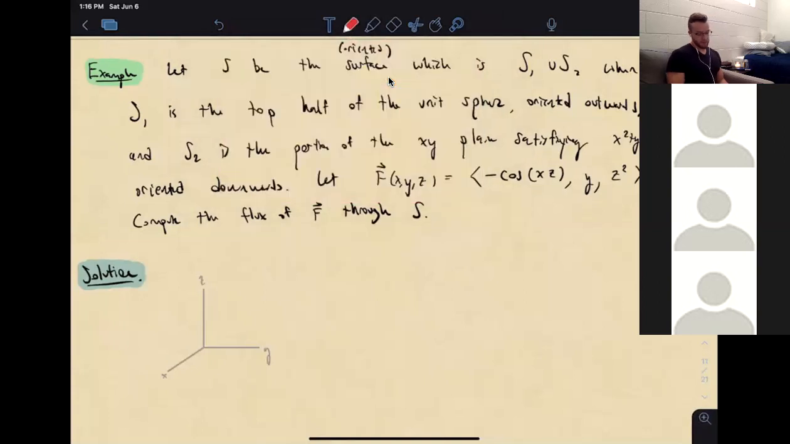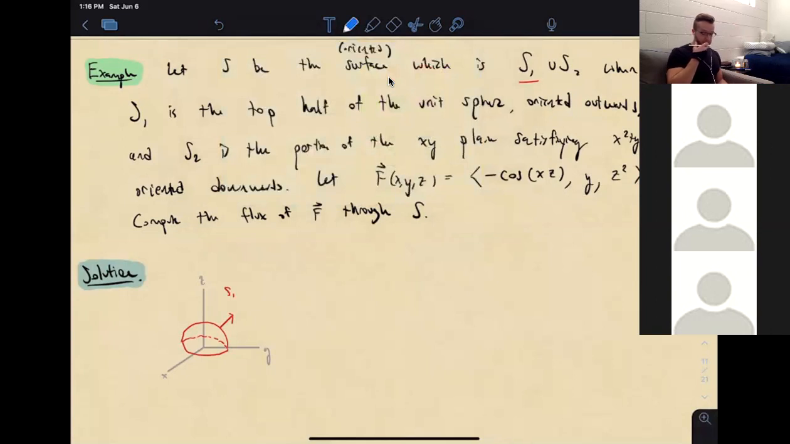So let's see, maybe I'll try to do this in red for the top half of the sphere. So they say, or I say, I guess, I wrote the problem, that S1 is the top half of the unit sphere. So that would look like this, approximately. And it's oriented outwards. That's S1.